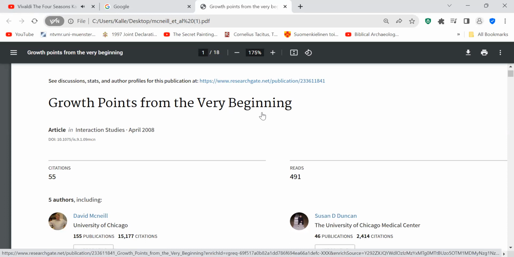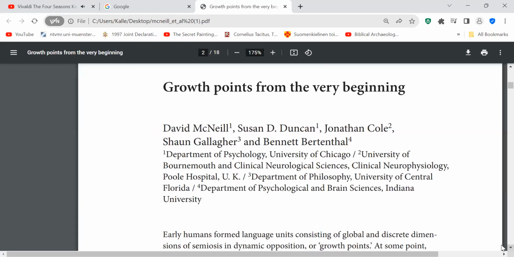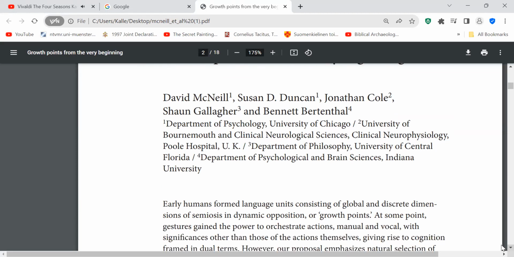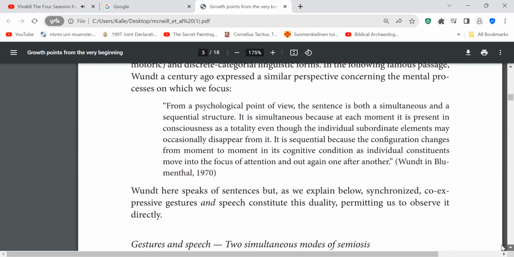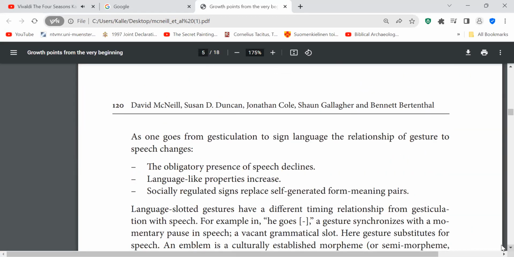We will today continue with David McNeill's article, Growth Points from the Very Beginning. Today we talk about growth points and language evolution. But first, a little bit of what we went through last.